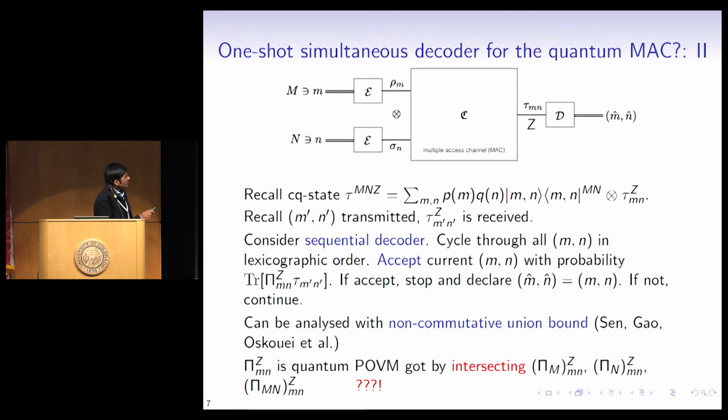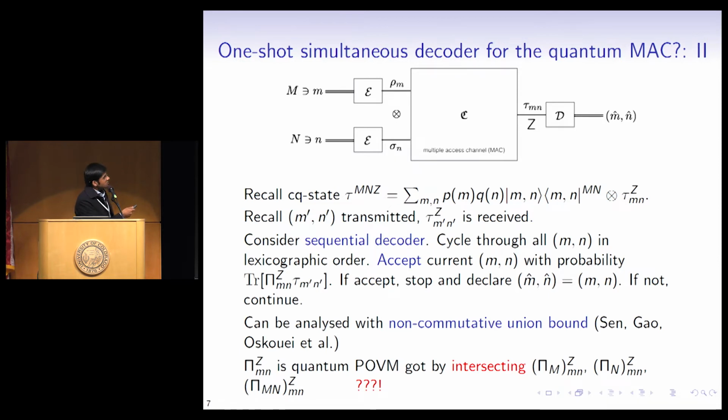Okay. So now again we'll run the same sequential decoding procedure, sequential but simultaneous. It means we are trying to decode m and n in one particular task. We are not first decoding m and then trying to decode n using m as the side information. So what we are doing here is, again, assume m prime n prime was sent, we'll accept mn with probability trace of pi times tau of m prime n prime. If we happen to accept, stop and declare that mn was the correct guess. If not, continue. This process can be analyzed via the non-commutative union bound.